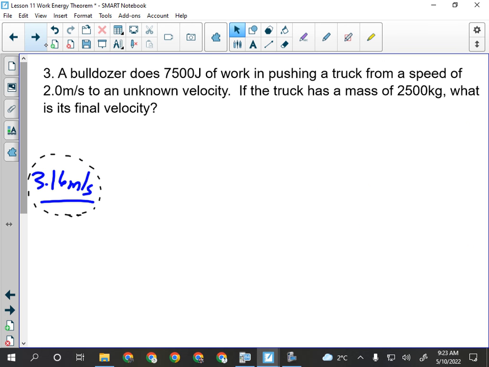Okay, I want you guys to try this one on your own. The answer is there, so you can check it when you're done, and then we'll walk through it together. So a bulldozer does 7,500 joules worth of work in pushing a truck from a speed of 2 meters per second to an unknown velocity. If the truck has a mass of 2,500 kilograms, what is its final velocity?